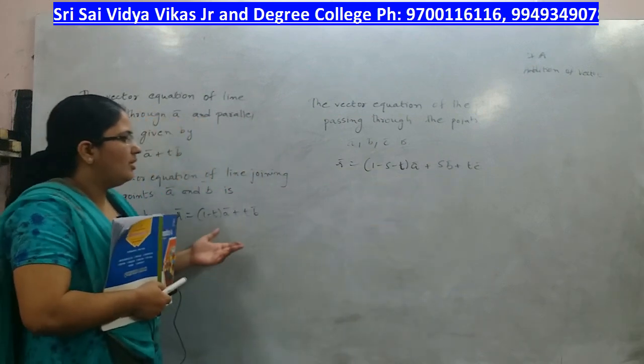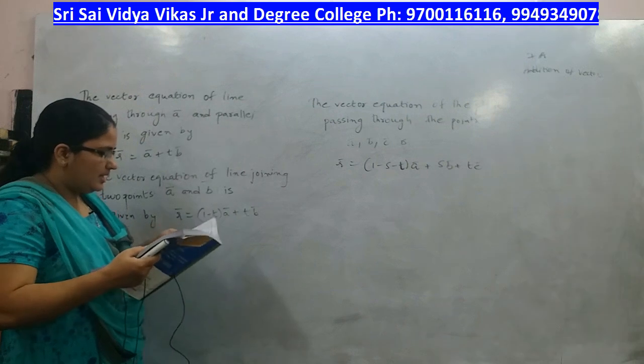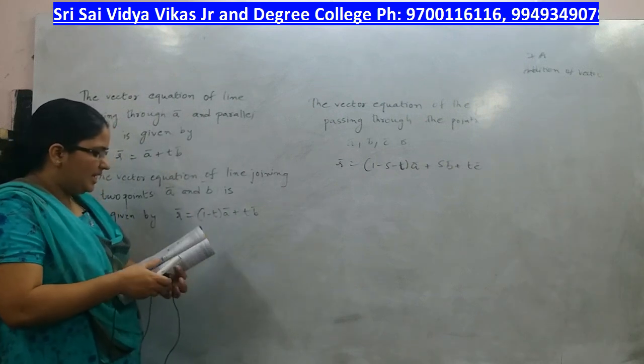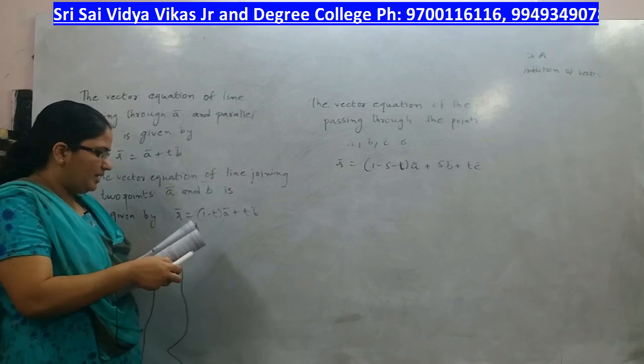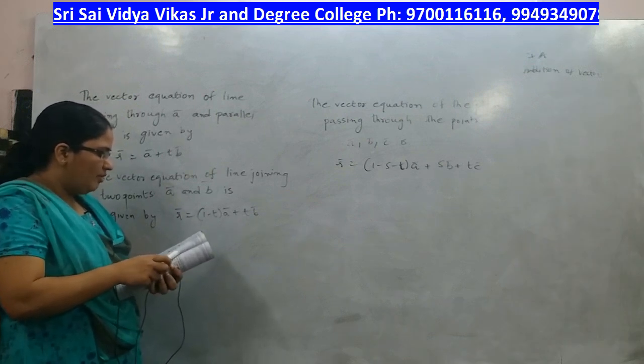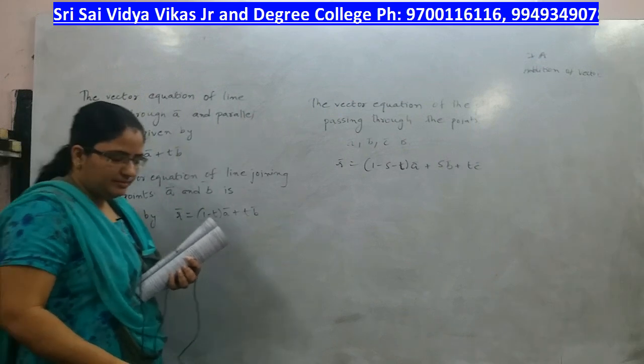Based on this, we are going to solve the problems. Let us take the first problem. Find the vector equation of line passing through point 2i plus 3j plus k and parallel to vector 4i minus 2j plus 3k.